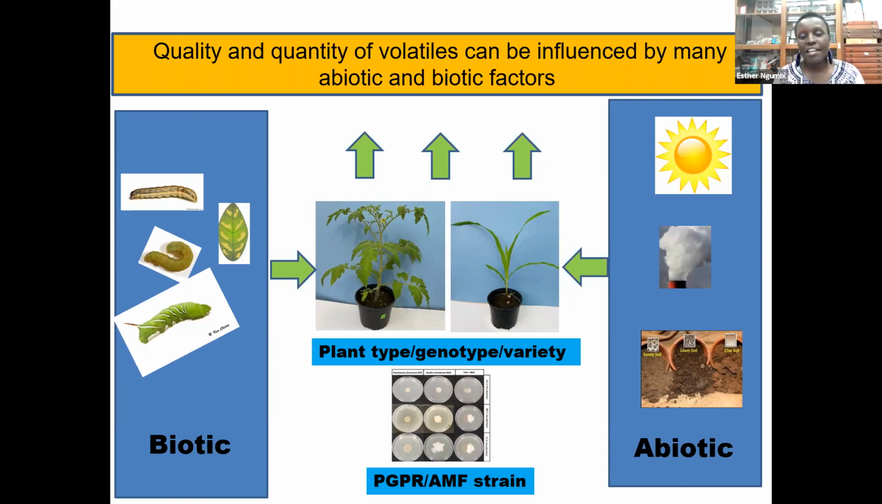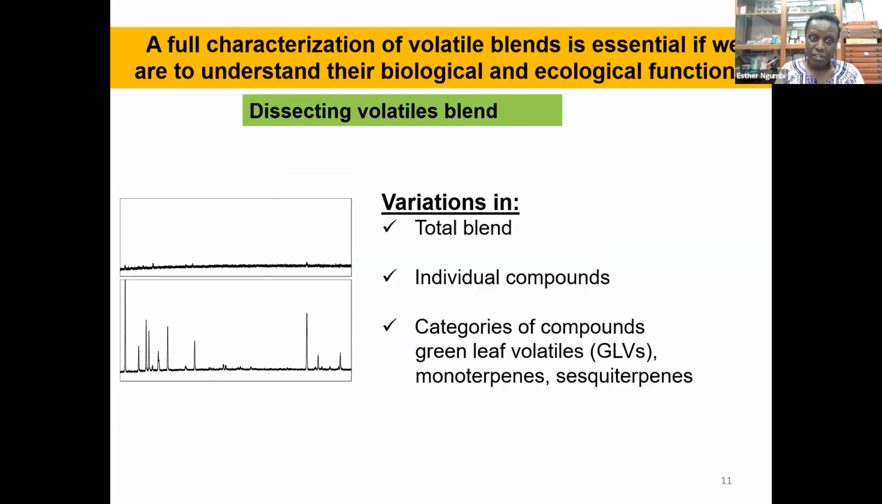The plant, whether it's a tomato plant, a corn plant, or a soybean plant, as well as the abiotic factors: temperature, humidity, pollution, soil factors. All of these factors can change the chemical signature of a plant. And once that changes, it can further influence the plant and insect interactions that are mediated by these signals.